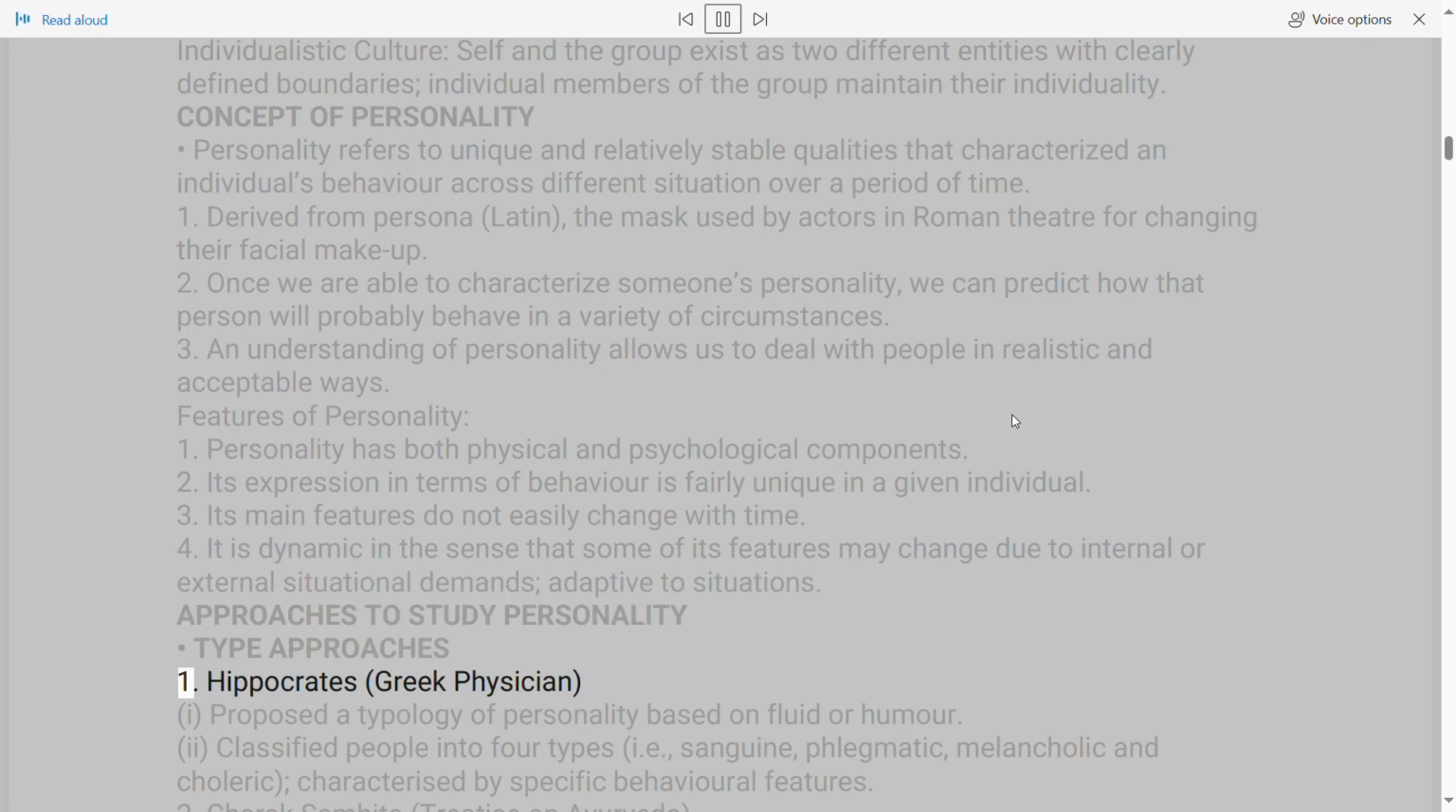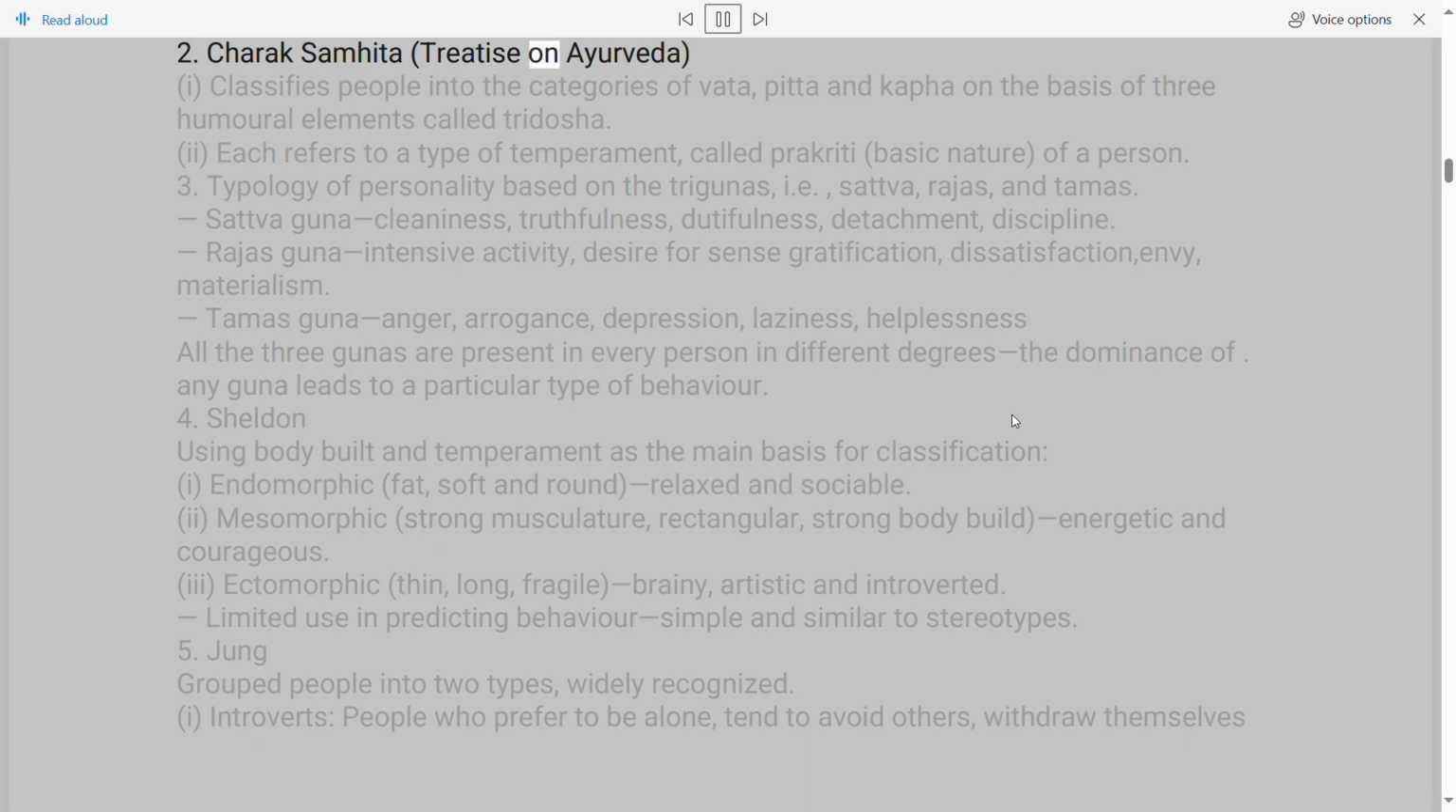Type approaches. 1. Hippocrates, Greek physician, proposed a typology of personality based on fluid or humor. He classified people into 4 types, i.e., sanguine, phlegmatic, melancholic and choleric, characterized by specific behavioral features. 2. Charak Sanhita, treatise on Ayurveda, classifies people into the categories of Vata, Pitta and Kapha on the basis of 3 humoral elements called Tridosha. Each refers to a type of temperament, called Prakriti, basic nature of a person.